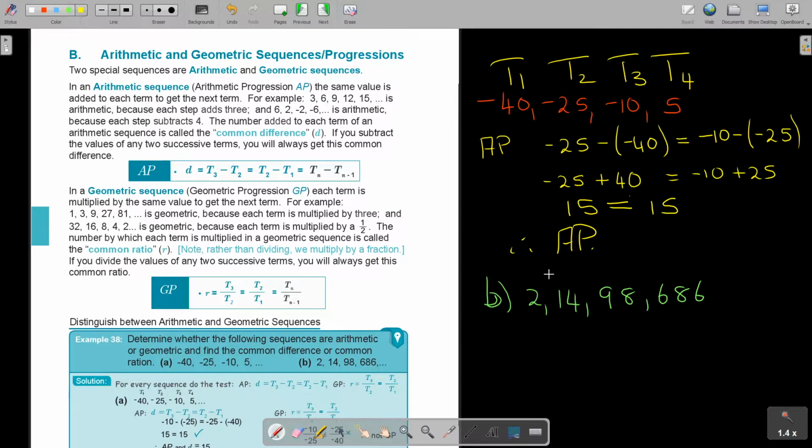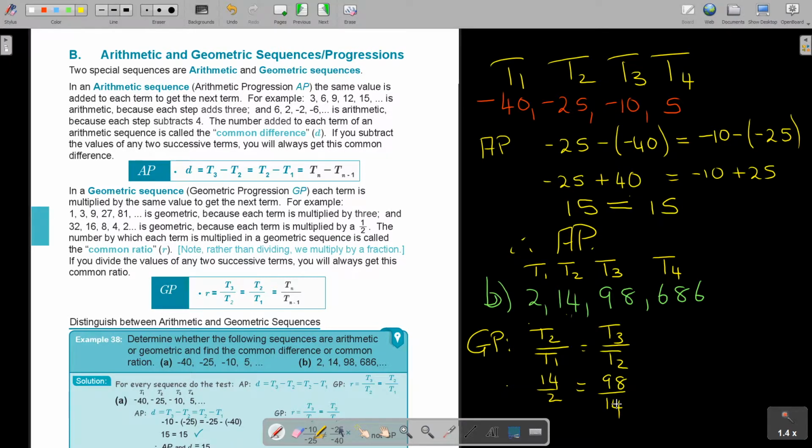So remember, this is term 1, this is term 2, this is term 3, this is term 4. And again, if you subtract, you see that's 12, and that's very big. It's not an AP. But I'm going to do the test for a GP. So T2 divided by T1. Always the one in front, divided by the one behind. And let's just see. T2, so it's 14 over 2. Is it equal to 98 over 14? And I take my calculator.